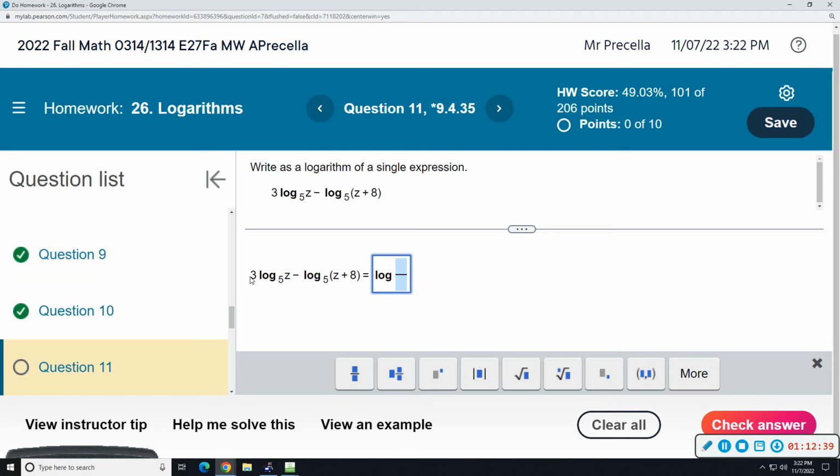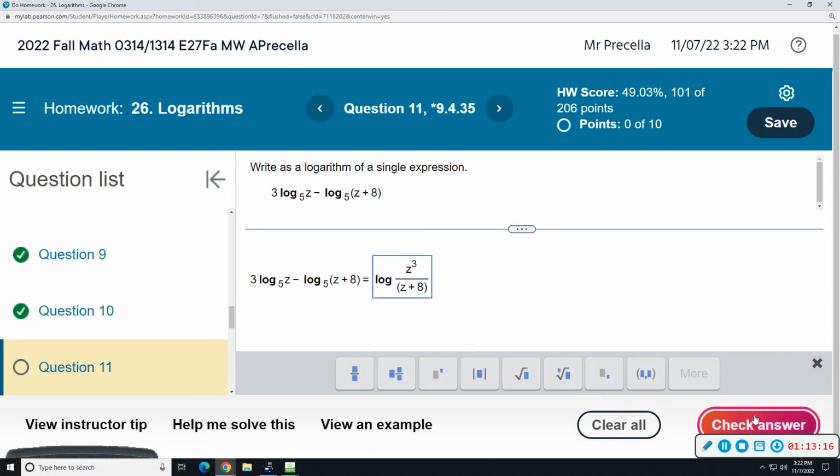The 3 is the exponent. So the thing I'm going to type will be z to the 3rd. Now on the second logarithm, there's no exponent. So we just type z plus 8. I'm going to leave that z plus 8 in parentheses. I think it'll take it if you don't put it in parentheses. But in my opinion, if they have parentheses to start with, just keep the parentheses.